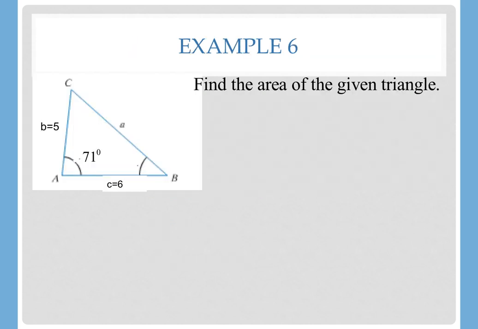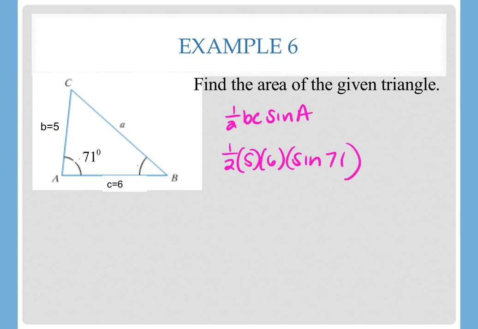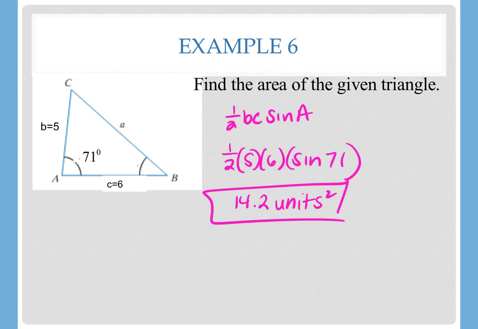So see, example 6 says find the area of the given triangle. What 2 sides are you given? B and C, and then the included angle, which is A. So I do 1/2 B, C, sine of A. 1/2, 5 times 6 times the sine of 71. And literally type it in your calculator. I think these usually say nearest tenth, so we're going to do that. 14.18, which is 14.2. And it's area, so it would be unit squared if it gave you the unit.